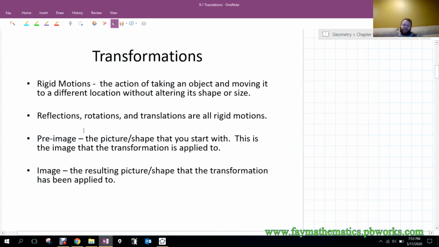A lot of times rigid motions are called isometries. An isometry is essentially a movement that preserves distance, which means distances don't change. So you might see the word rigid motion, you might see them called isometries. They're really synonyms for us. Reflections, rotations, and translations are all rigid motions, or they're all isometries.